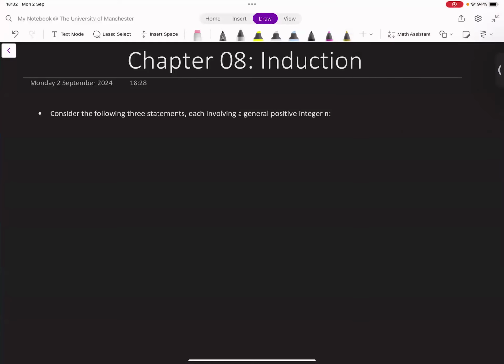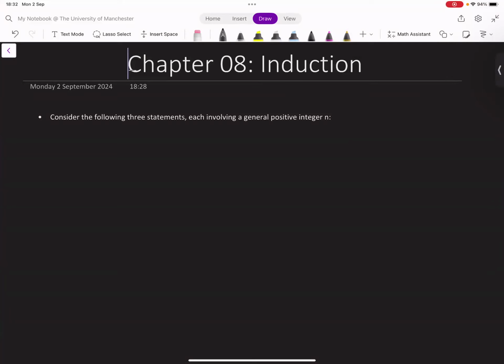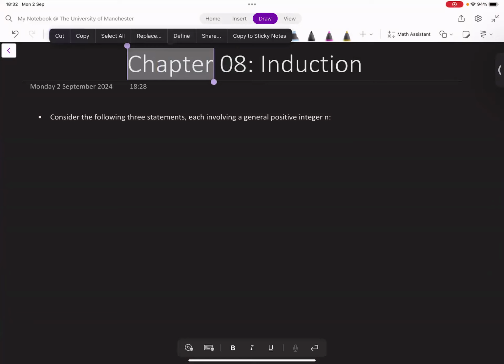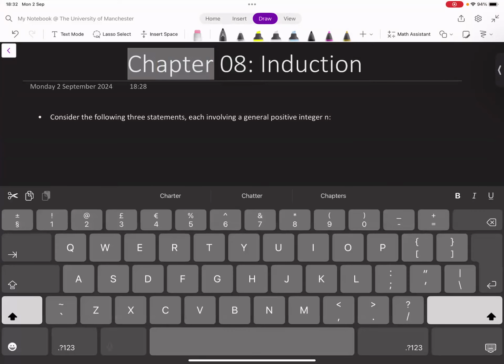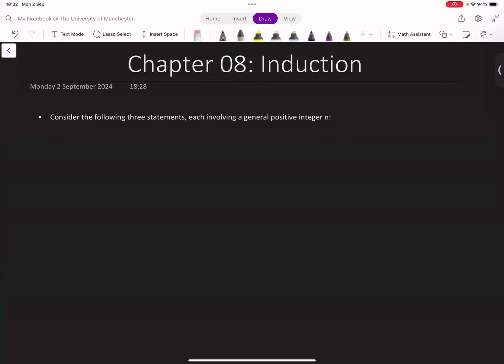Today we will talk about chapter 8, which is induction. Previously we have talked about complex numbers. So now we will talk about induction.